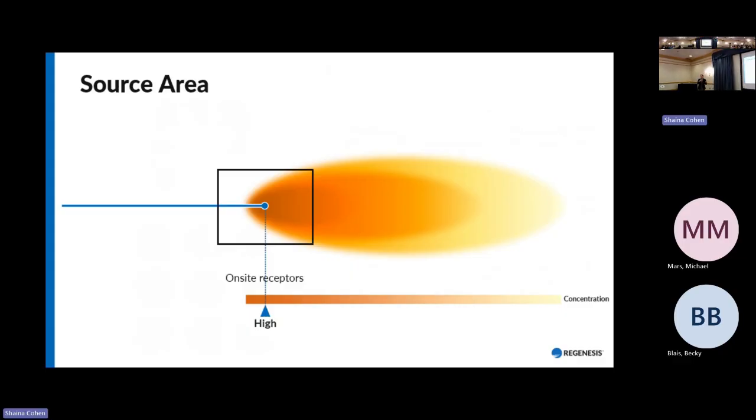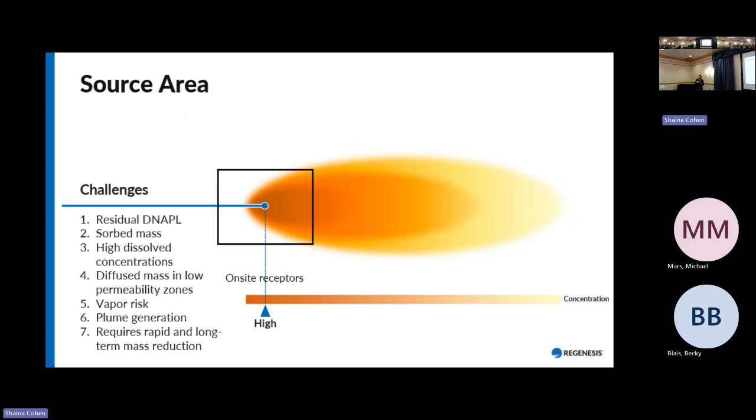And I wanted to run through a couple scenarios here, moving along the plume. If we're in the source area, some of the challenges we're dealing with, maybe you've got some DNAPL and lots of stored mass, high concentrations, certainly. We potentially have a lot of diffuse mass into some of those lower permeability zones as well. And of course, in our source area here, we're concerned about the overall plume generation.